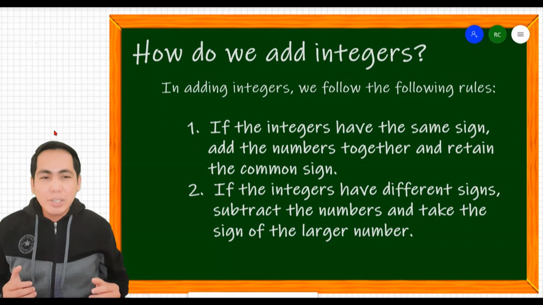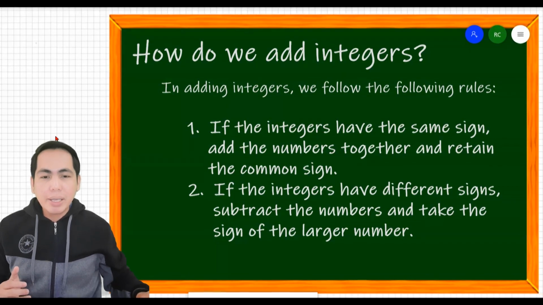In adding integers, we follow the following rules. First, if the integers have the same sign, add the numbers together and retain the common sign. Rule number 2, if the integers have different signs, subtract the numbers and take the sign of the larger number.